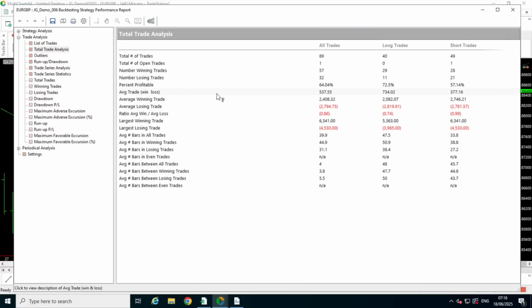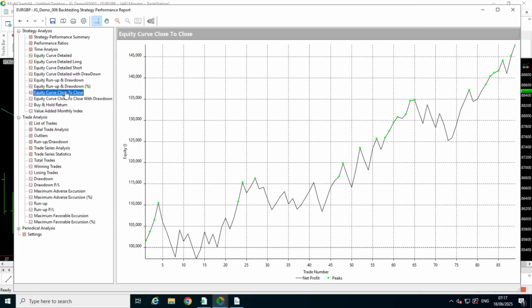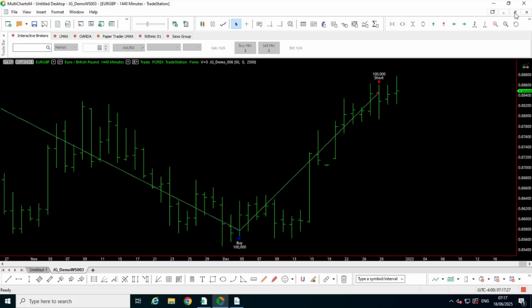And straight away we can see that the average trade has gone down quite considerably. Stop losses do tend to hurt the performance of these types of reversal strategy. And there's the equity curve. So it hasn't really destroyed the equity curve, which I'm pleased about. So essentially, I'm quite happy with the performance of this strategy.